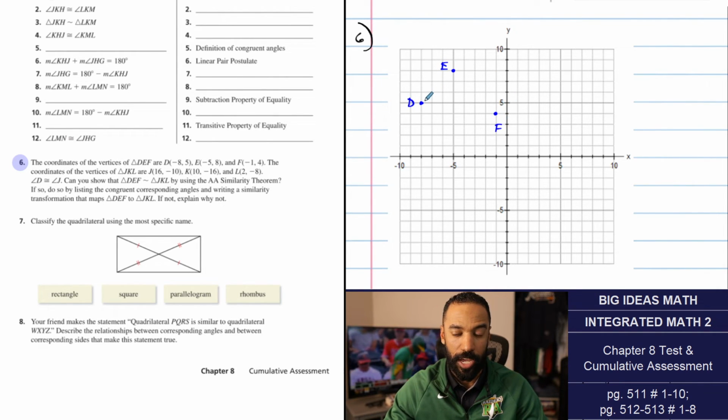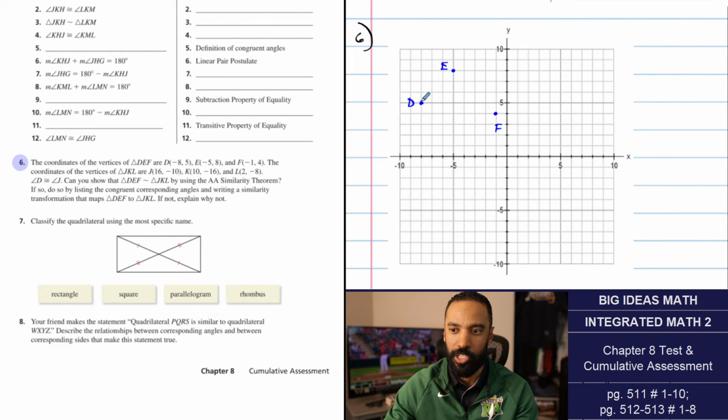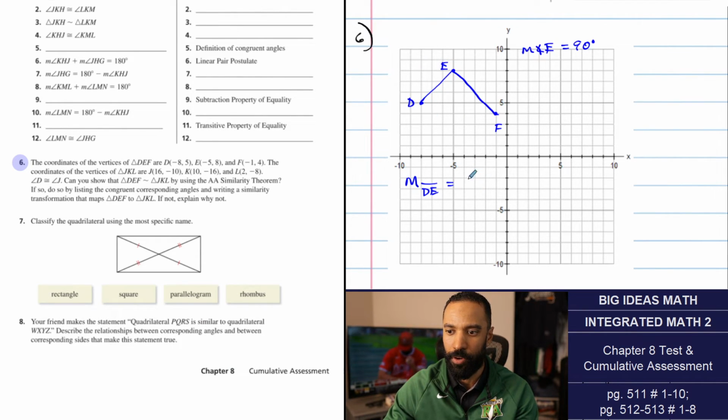My hope is, when they're talking angle, my hope is this is a right angle here. And it might be. So let's talk about that right now. Let's get into this. DEF. Measure of angle E might be 90 degrees. And here's why. The slope of segment DE is up 3 over 3, which is 1. And the slope of segment EF is down 1, 2, 3, 4 over 4, which is negative 1. So therefore, the measure of angle E is 90 degrees.